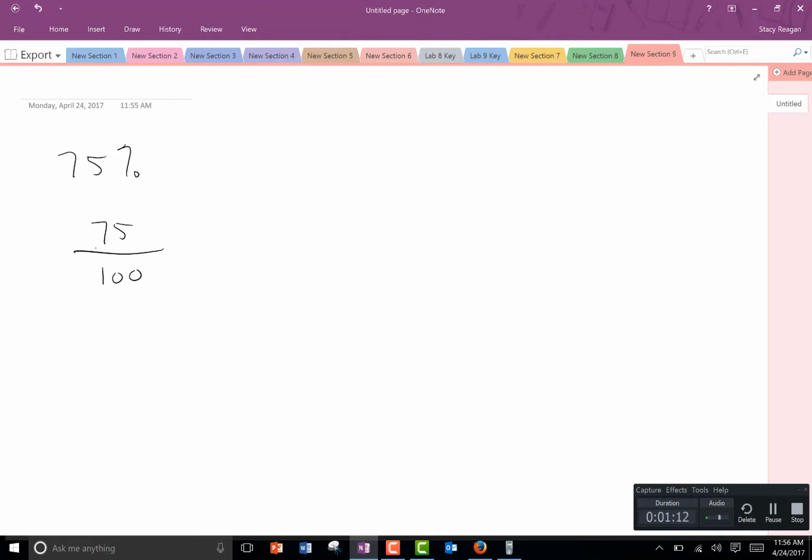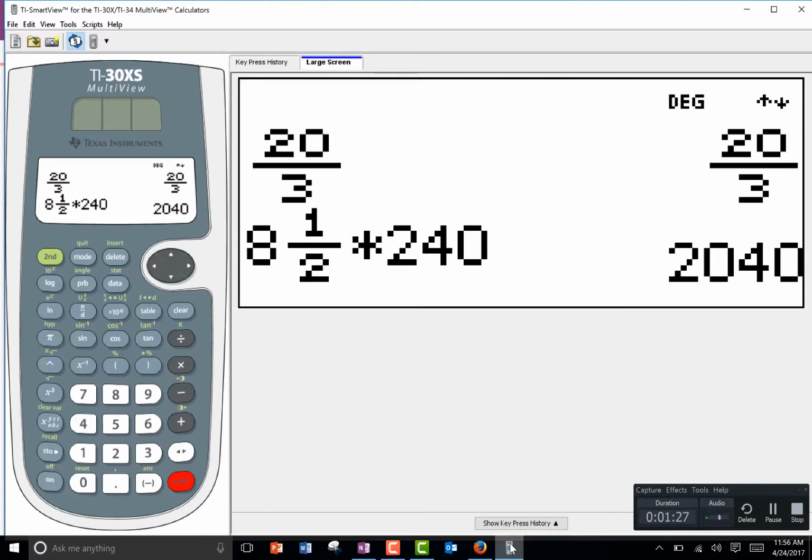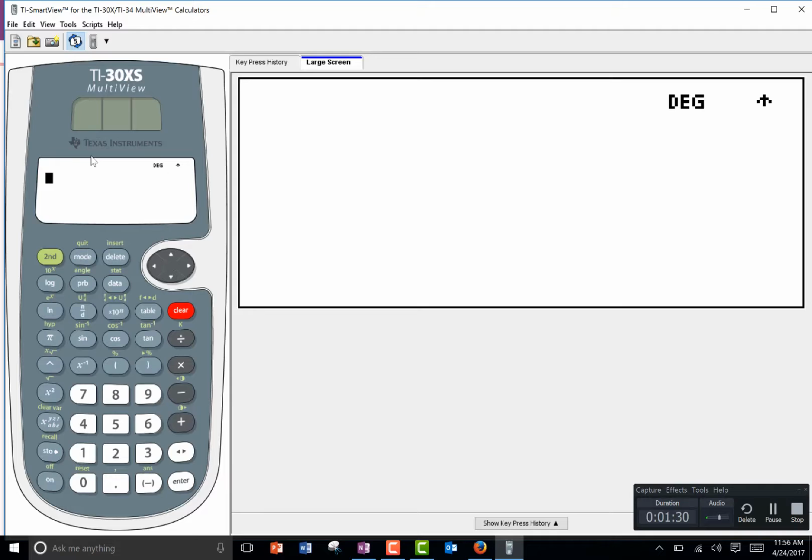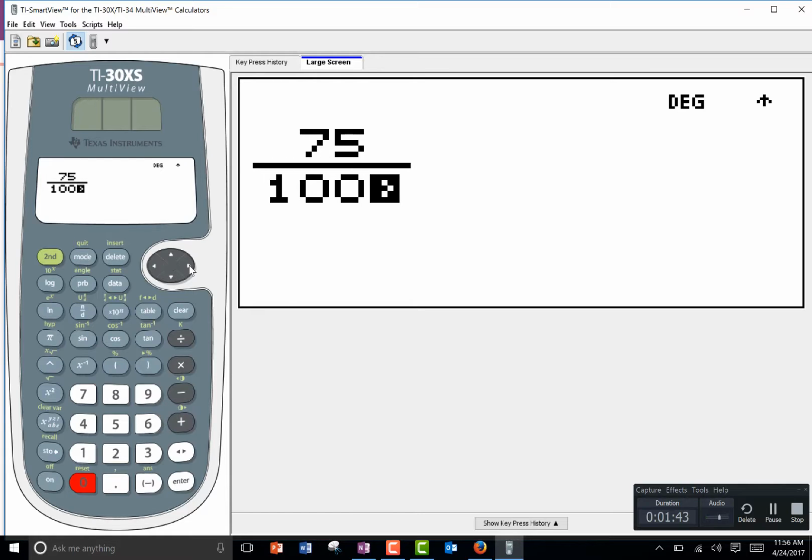Now, once it's simplified, if you're good at fractions, you can look at that one and you can say, well, 25 goes into 75 and 25 goes into 100, and you would get 3/4. Let's assume, though, that we're not good with fractions, because a lot of people hate math, and one of the reasons is they're bad with fractions. So I hit my fraction key and I put 75 and I put 100 on the bottom, and I hit enter, and it reduces it for me. Now that one you could probably do on your own.